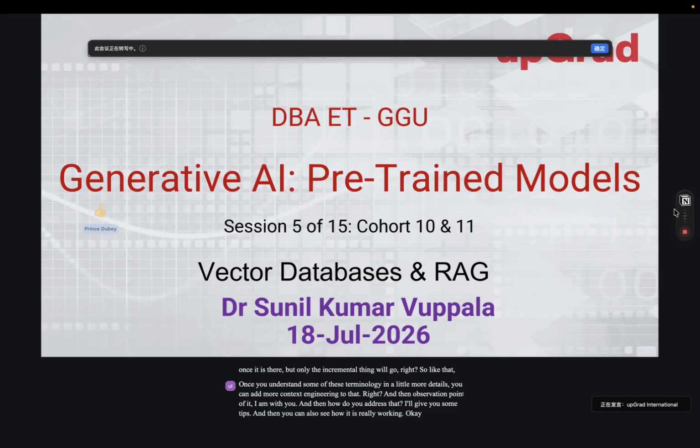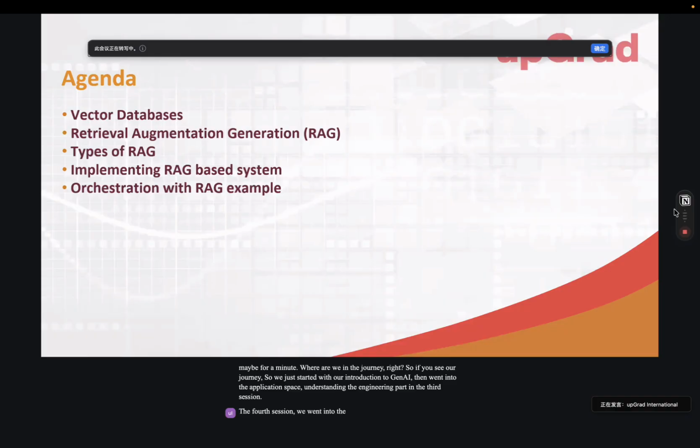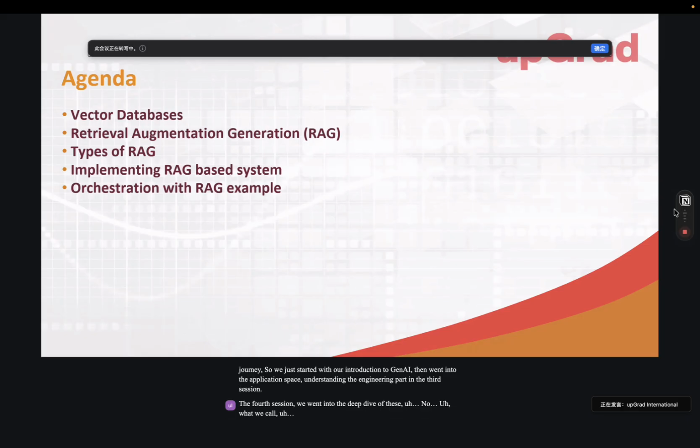Okay, perfect. So then let's slowly go into today's session. Let me tell you in brief, maybe for a minute, where we are in the journey, right? If you see our journey, we started with the introduction to Gen AI, then went into the application space, understanding the engineering part in the third session. In the fourth session, we went into a deep dive of what we call the prompt engineering to some extent.